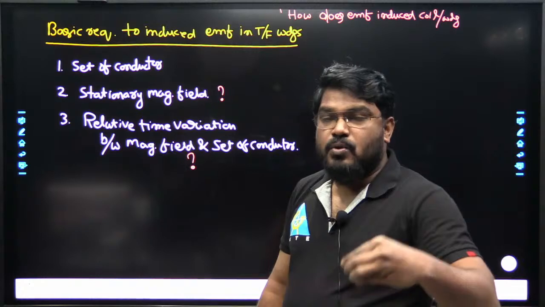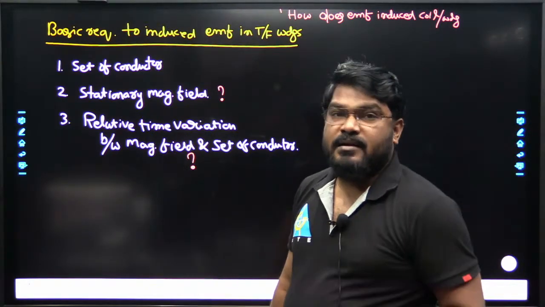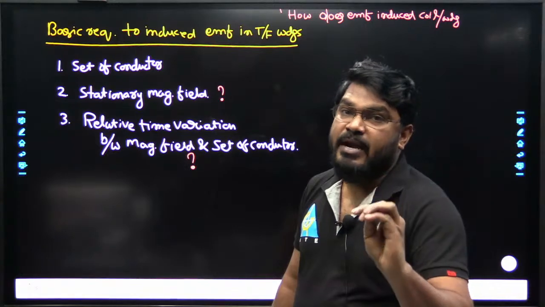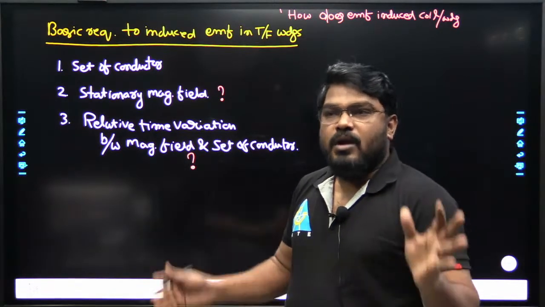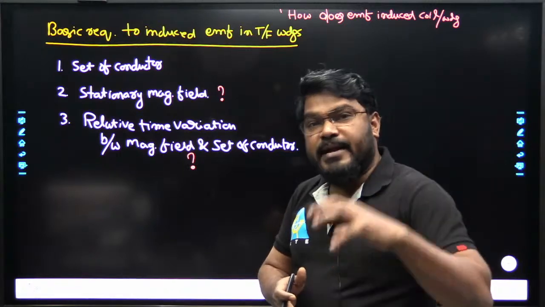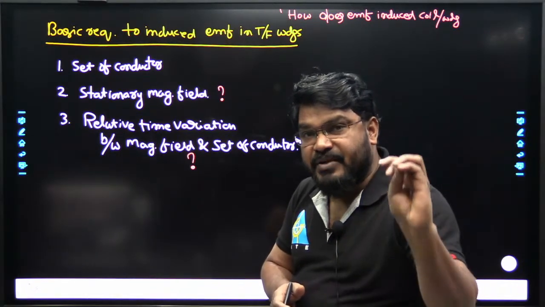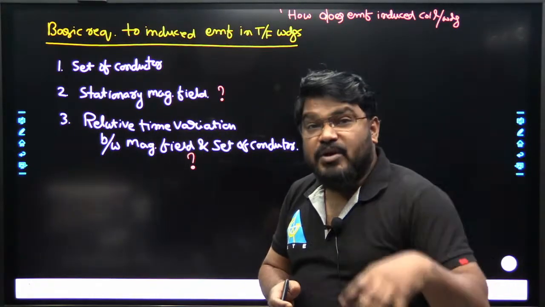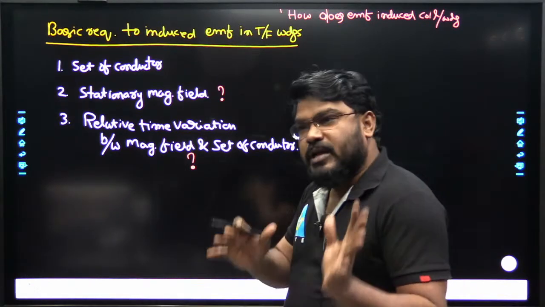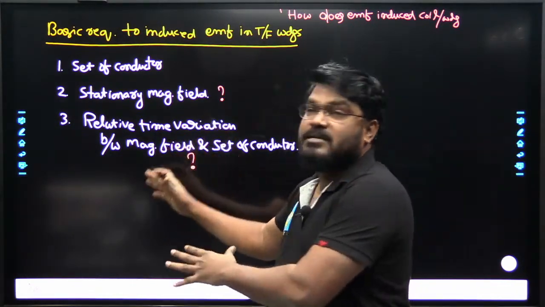I think you have heard one more term in electrical machines, that is the relative motion between the magnetic field and set of conductors. So now we have a question: what is the difference between the relative motion between the magnetic field and conductor, and the relative time variation between the magnetic field and conductors? That part also we will discuss here.